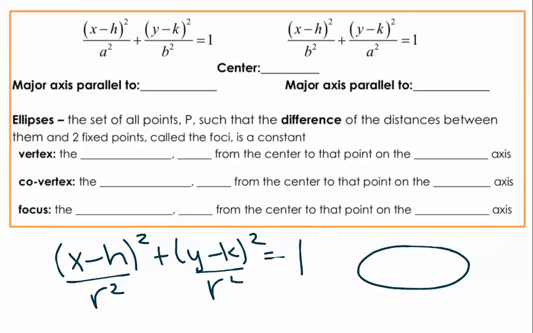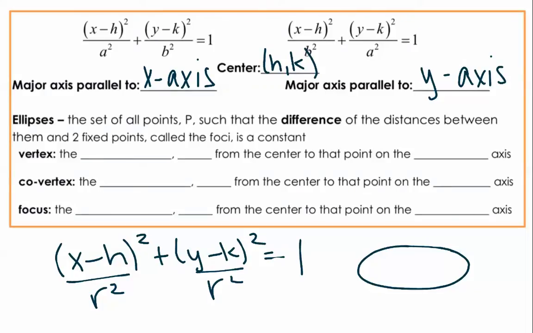So let's talk about some of the major characteristics. The center is going to be at (h, k), just like it has been for parabolas and for circles. You're going to be taking the opposite of what you see in the parentheses. That's consistent. Now, something that's important is that a squared and b squared, if you look at the equation over here, where the major axis is parallel to the x-axis, where you have a horizontal ellipse, the a value is underneath the x, and where the major axis is parallel to the y-axis, you have the a value underneath the y.